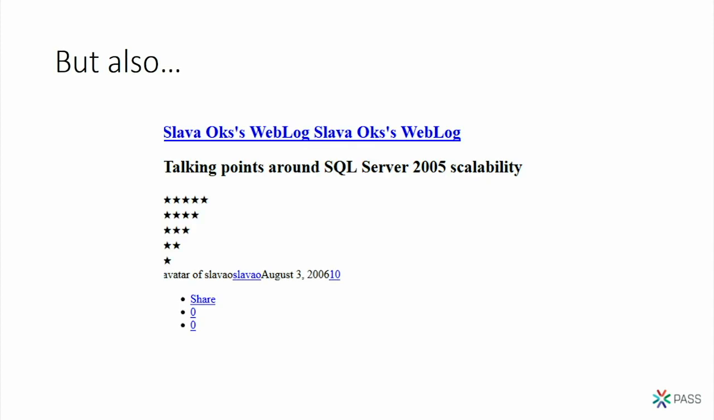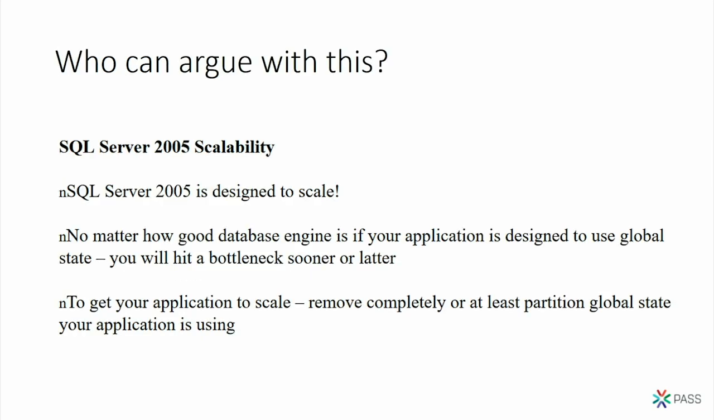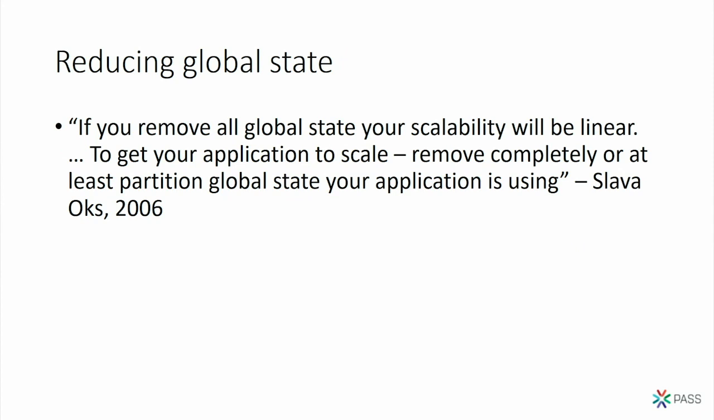Our friend Slava returns. He wrote a post on his weblog, because that's what we called it back then, or I was in high school, so I didn't call it that. But Slava talked about SQL Server 2005 scalability. And who can argue with this, right? SQL Server 2005, designed to scale. Now, the important quote, the hidden gem, which is findable only through those internet cache sites. If you remove all global state, your scalability will be linear. To get your application to scale, remove completely, or at least partition, global state your application's using.